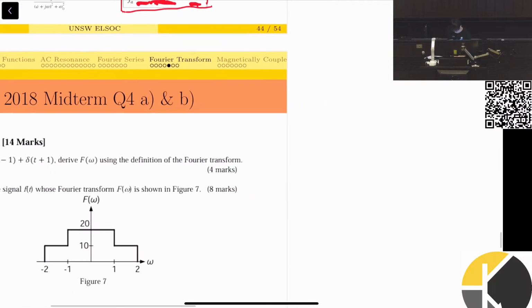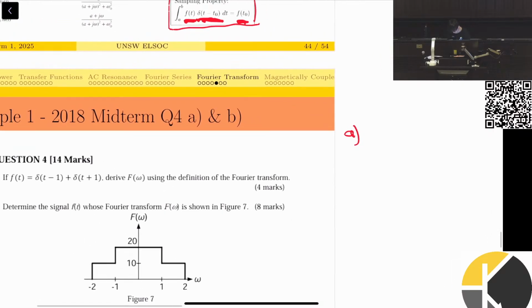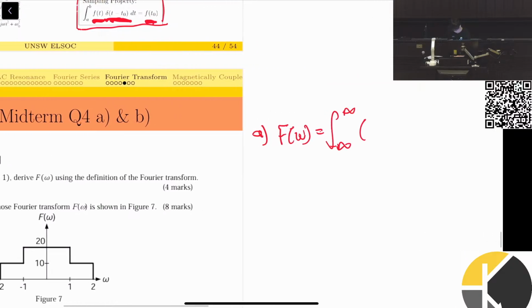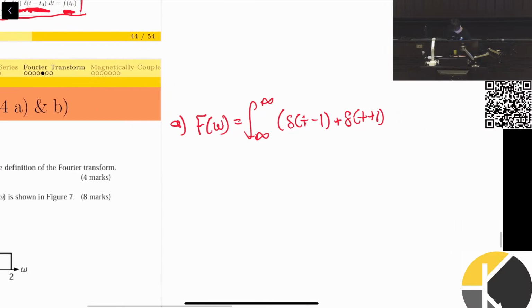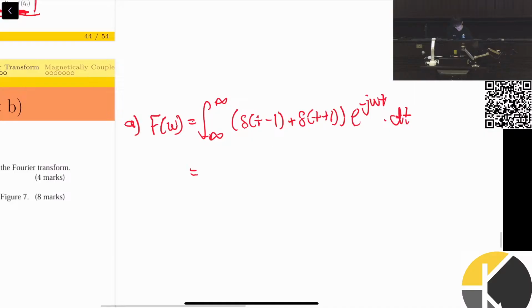So we have the integral from infinity to negative infinity of our function multiplied by e to the negative j omega t dt. Great, I've copied that correctly. So the first thing I'm going to do is break this apart into two separate integrals.